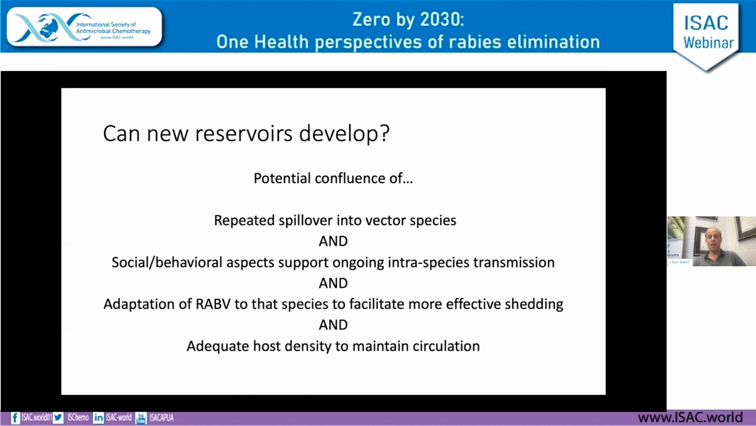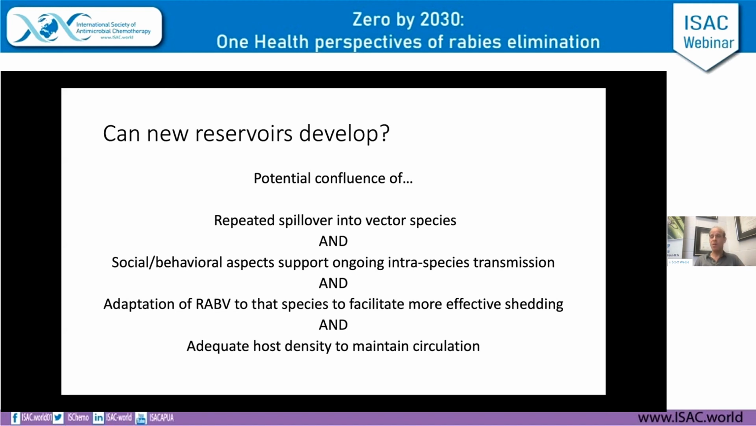Which raises the question, okay, could we have new reservoirs? Are there reservoirs out there that we don't know about? And as we change our interaction with nature, human expansion, movement of animals, movement of people, climate change, all these things that are changing how we interact with our world, is there potential for new reservoirs? And there always is. I don't think we're going to see somebody come in and displace canine rabies as the big problem.